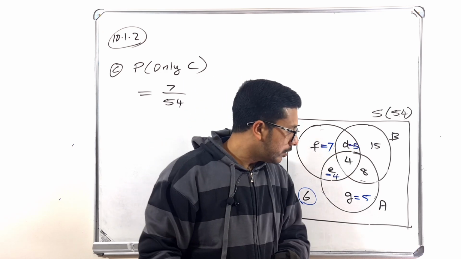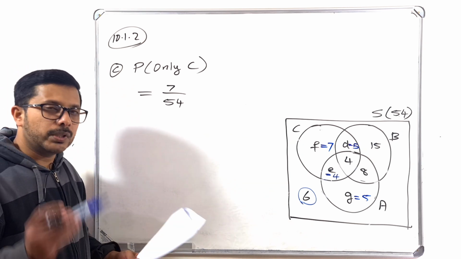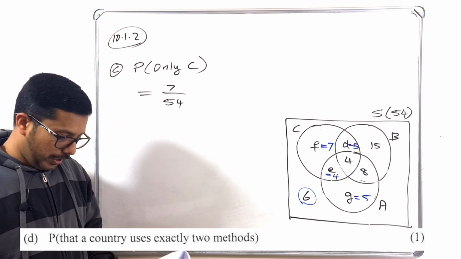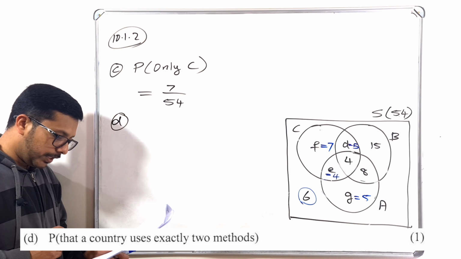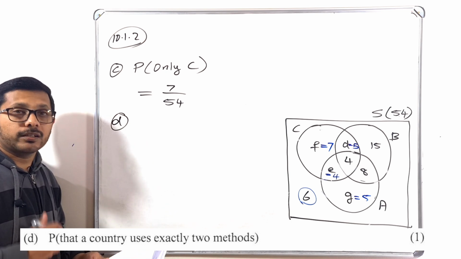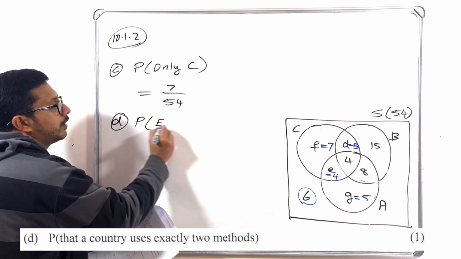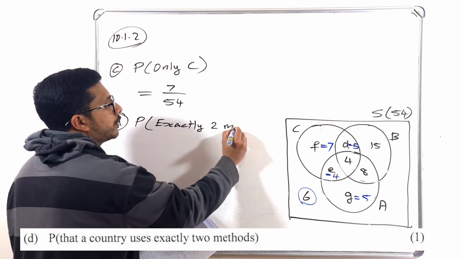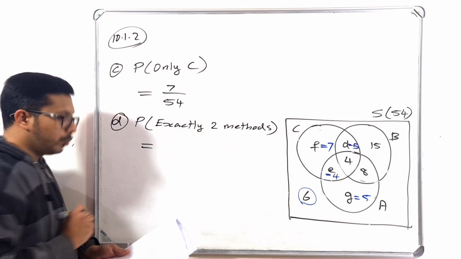Okay, so in all these different methods you have to understand. Listen again and try to make sure that you know those things. Okay, let's do the next question. Question number D. What is that one? Probability that a country uses exactly two methods. Probability of exactly two methods.